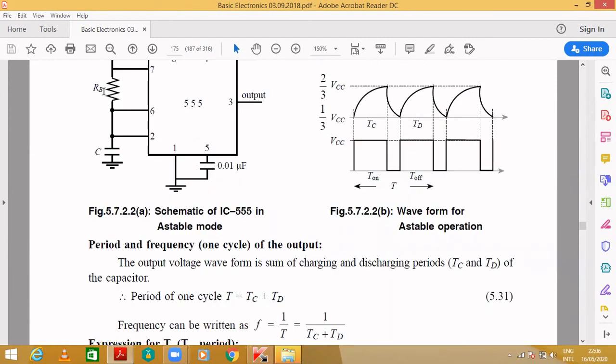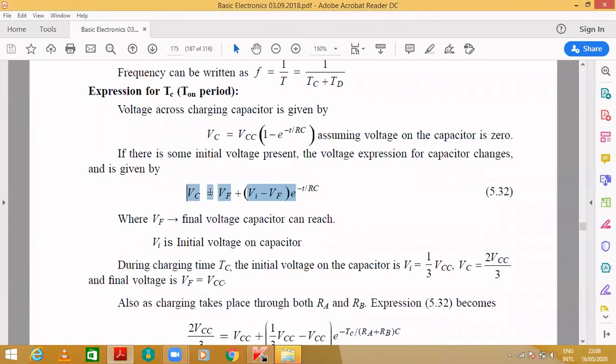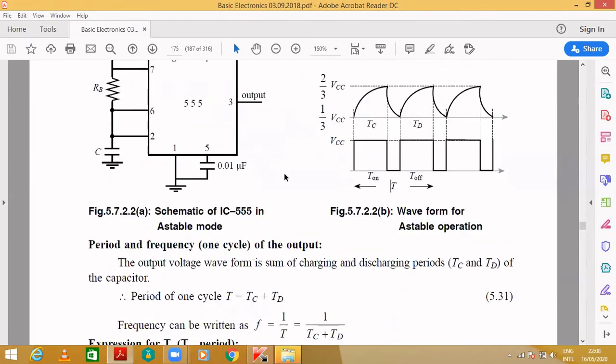Here you can see VC is equal to VF plus (VI minus VF) into e raised to minus t by RC, where VF is the final voltage and VI is the initial voltage. We are first calculating for the charging time, that is TC. Let's see what the initial and final voltage are from the figure. In the case of charging time, the initial value is VI. It starts charging here, and the charge on the capacitor will reach this 2 by 3 VCC.